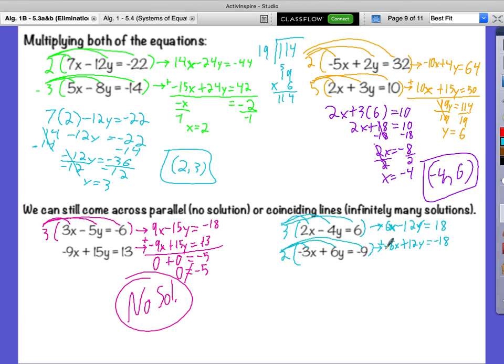Now, as we go through and eliminate, what's 6x minus 6x? What's negative 12y plus 12y? 0. 0. What's 18 plus negative 18? 0. 0. Hey, look, 0 plus 0 is 0. Does 0 equal 0? Yeah, that's always true. Coming down to an equation that is always true, what do we have? Line. So that's our infinitely many solutions. Say anything that works.